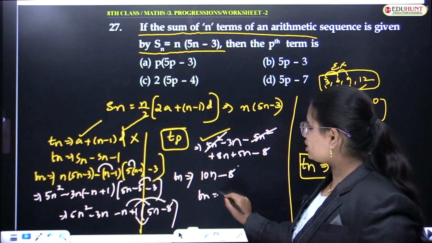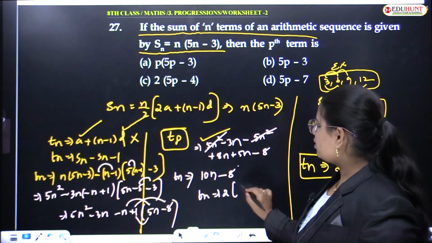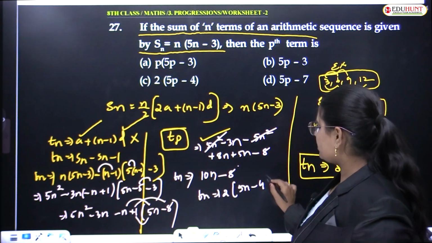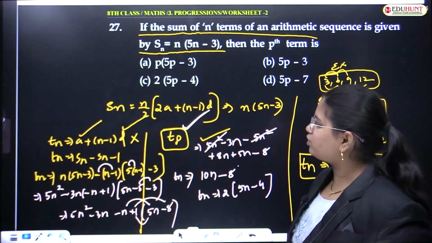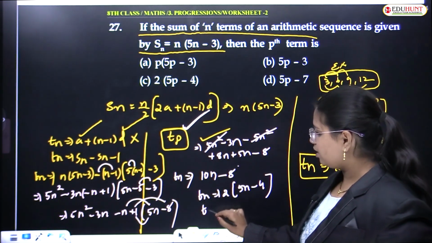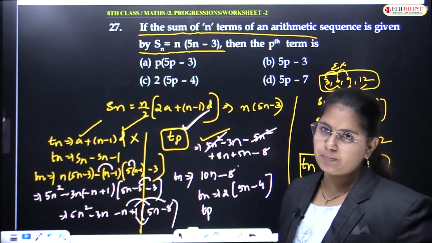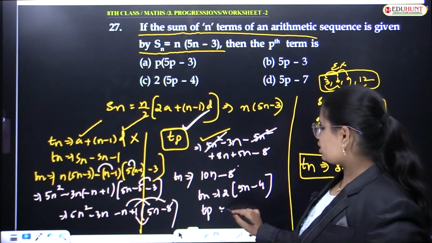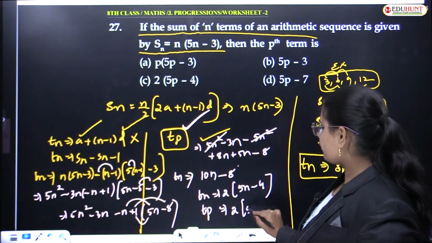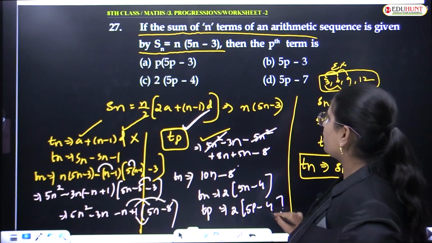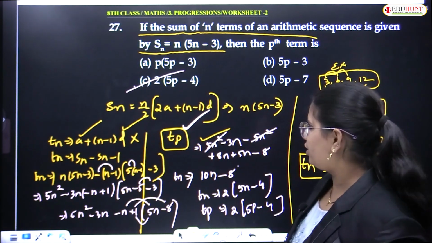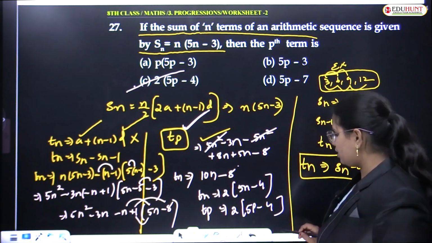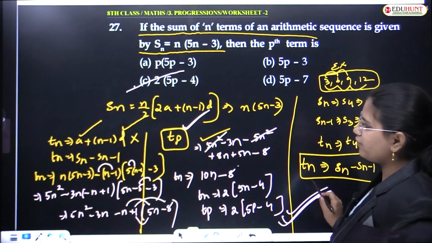Take 2 common from this. If I take 2 common, I'll be getting 5n minus 4. This is the value of Tn. But what do I need to find out? I need to find out the value of Tp. Means in the place of n, you need to replace it with P. So Tp is equal to 2 into 5 times P minus 4, which is clearly visible in option C. Did you understand? This is what our answer is.